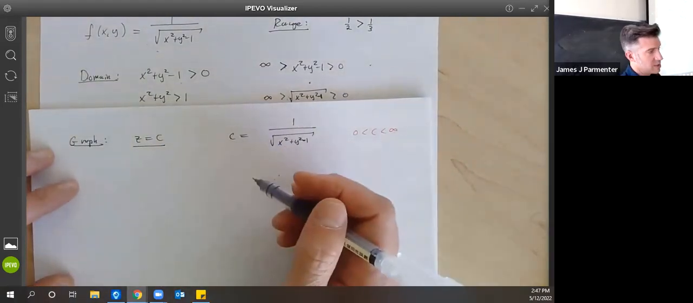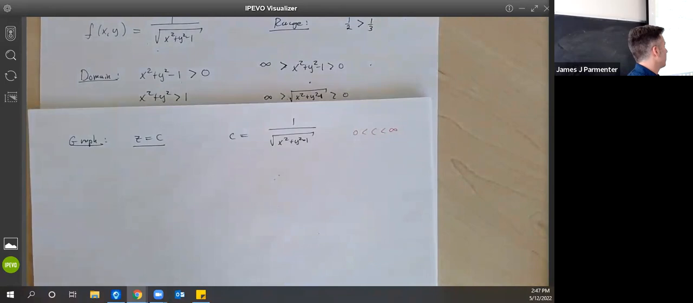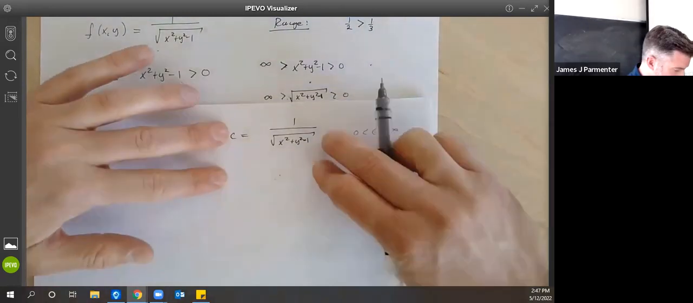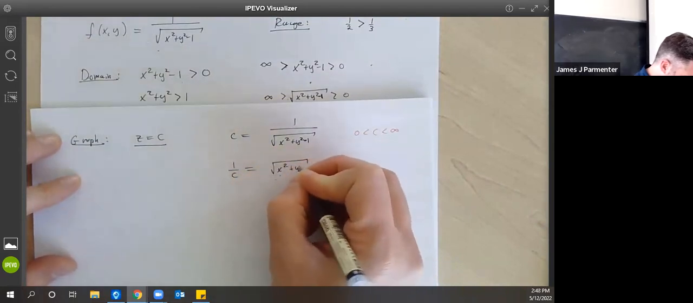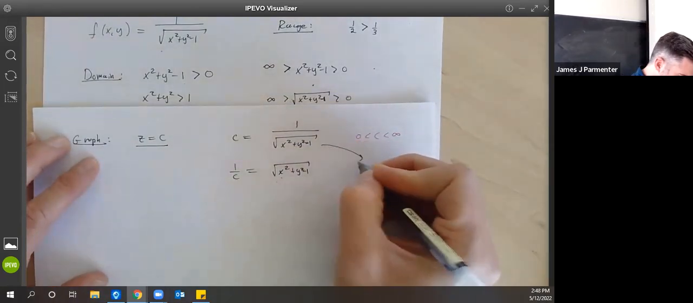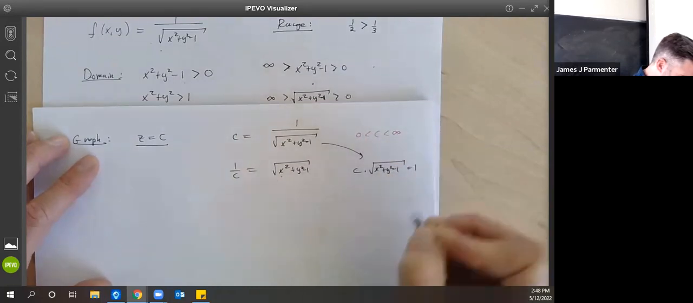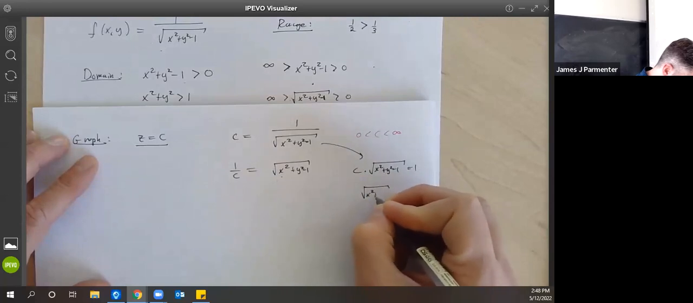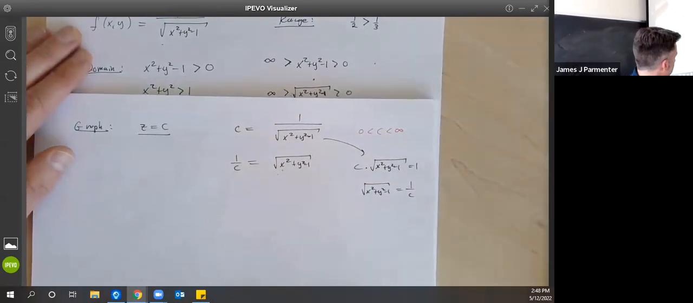So here's what we're going to do. We're going to isolate the x squared plus y squared, because basically I'm going to try and get x squared plus y squared equal to a thing and be like, oh, I have a circle. So let's take the reciprocal of both sides. 1 over c equals the square root of x squared plus y squared minus 1. If you really aren't a fan, you could cross multiply. c times the square root of x squared plus y squared minus 1 equals 1, and then the square root of x squared plus y squared minus 1 equals 1 over c. That's also fine. It's just a longer process that way.